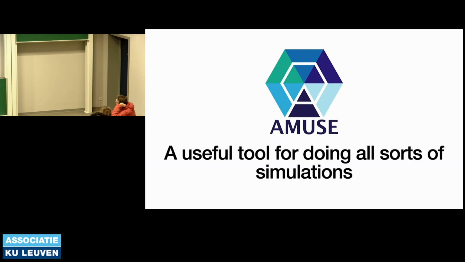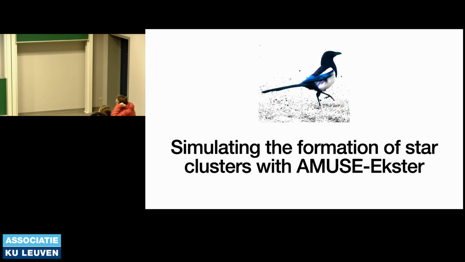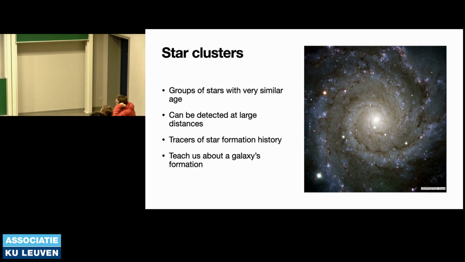So that's AMUSE. Now, what I'm using it for myself is the formation of star clusters. So star clusters, as you know, are groups of stars with very similar ages. They generally form, well, in groups. They can be detected at very large distances in faraway Milky Way galaxies, in our own galaxy, of course. They're used as tracers for star formation, and they teach us a lot about galaxy formation.